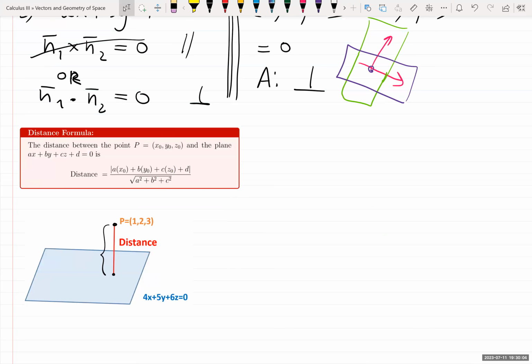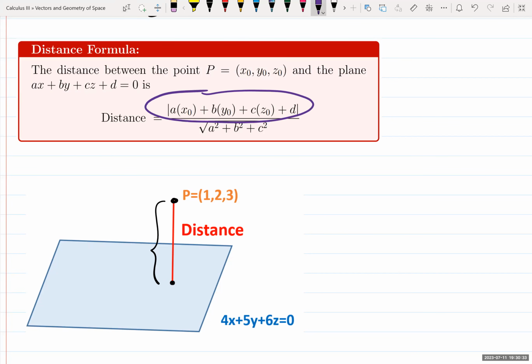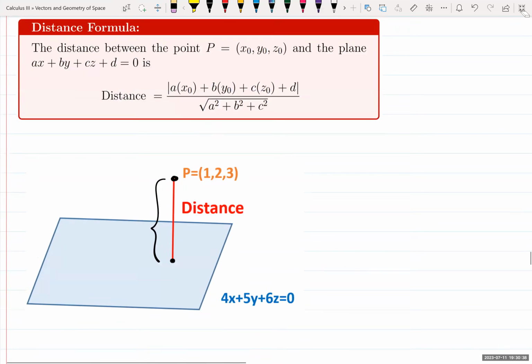Do you remember the distance formula? This thing, find a distance between the point and the plane. You need to know this formula. It might be on the test. So the formula is: you divide by the square root of a squared plus b squared plus c squared. And then the top one is the absolute value of the equation you have with that point plugged in.